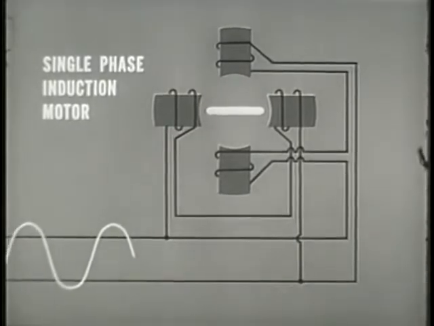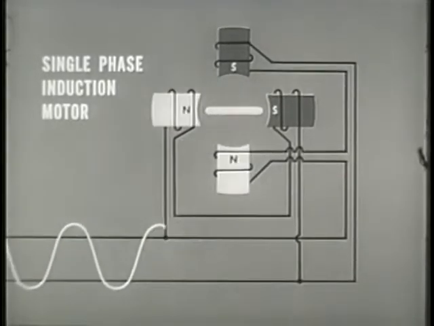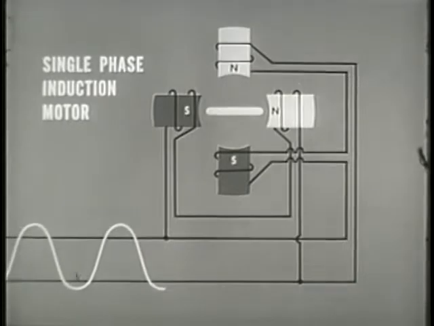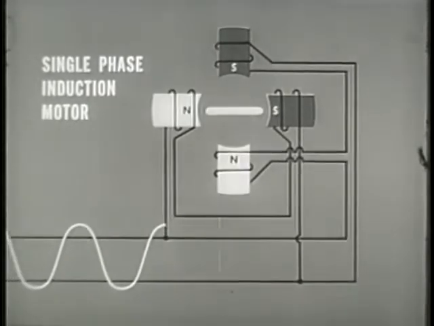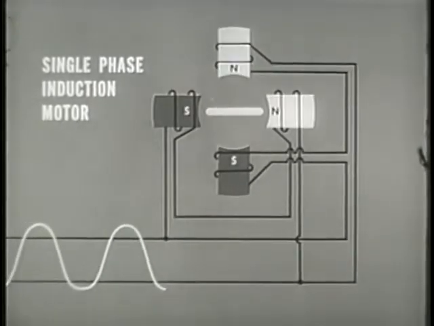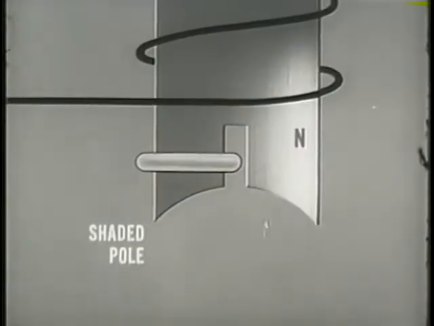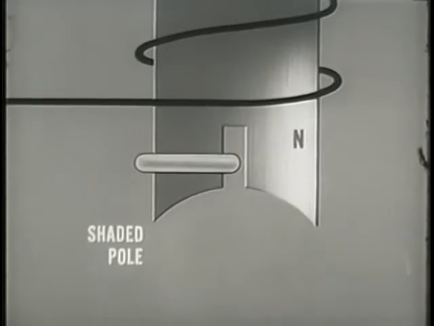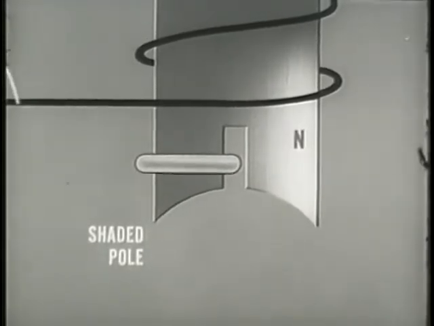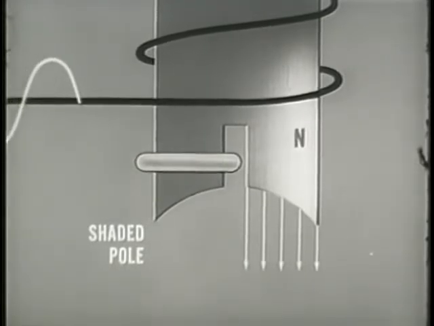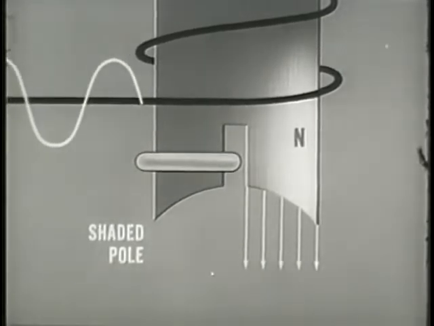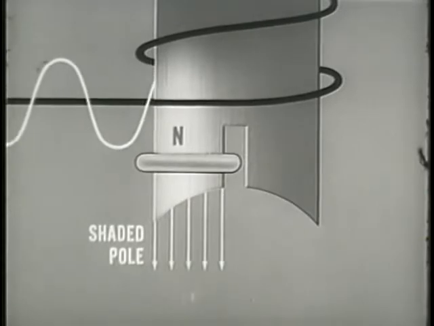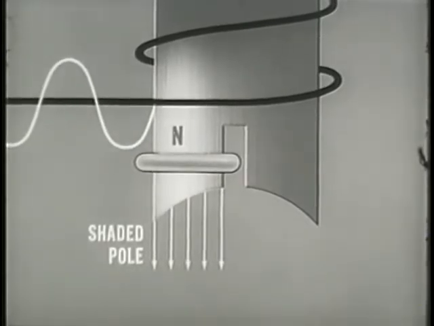The single-phase induction motor differs from the polyphase motors in that it is not self-starting. Since there is no phase difference in the single-phase current, the field pulsates instead of rotating. In order to create relative motion between field and rotor, shaded poles may be used. The unshaded portion is energized first. Because of the increased inductance in the shaded portion, the field here develops more slowly.